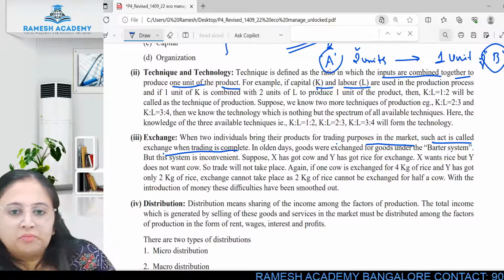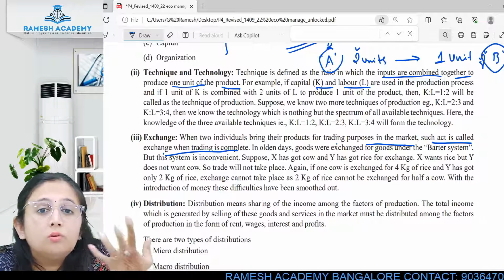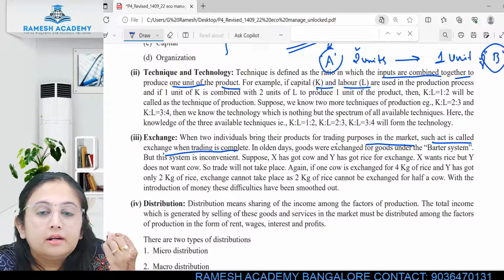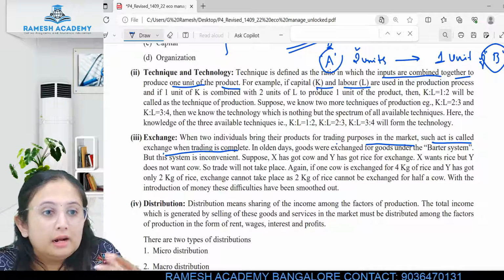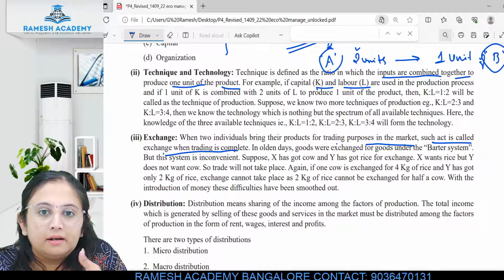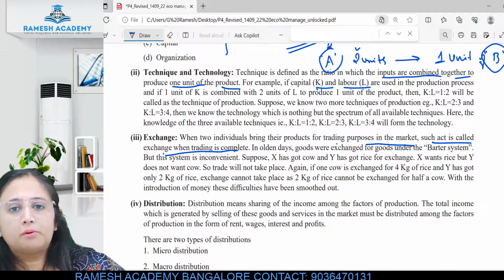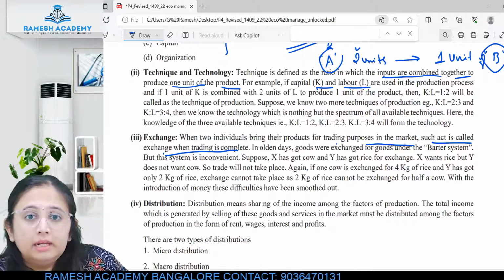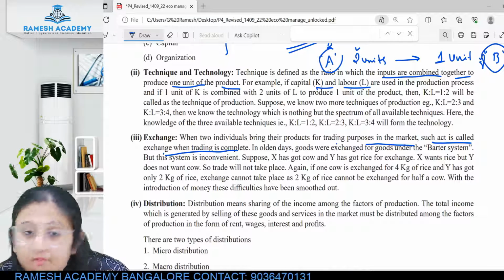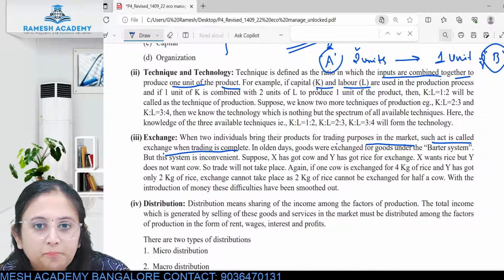No, because we need thousands of products, correct? Daily there are thousands and lakhs of products that go to a market for buying and selling purposes. So now for each and every product, if you have to fix a value in a barter system, it is very, very difficult. It is not at all convenient, correct?